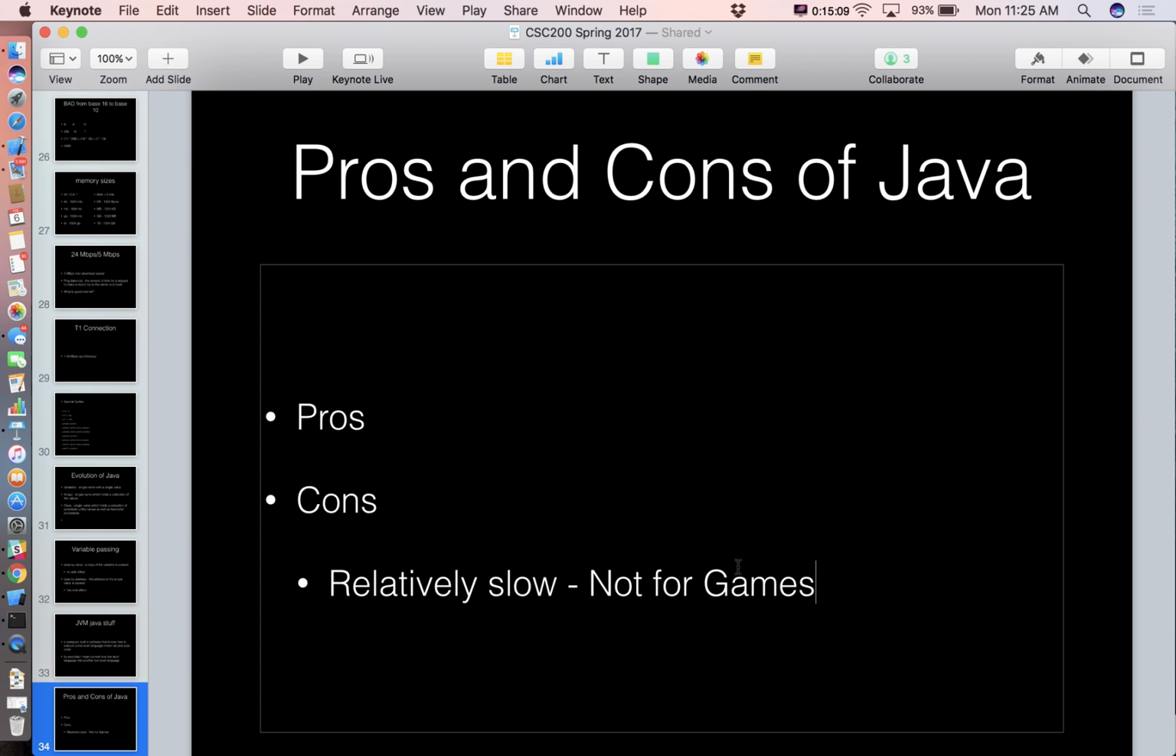Or maybe we say, for the gamers in here, not for real games. You could probably pull off Angry Birds and stuff like that with Java, and that's a real game by some standards. But I'm talking about things like Battlefield and Call of Duty, things that are very, very performance intensive. Okay. Now, what's good about Java?